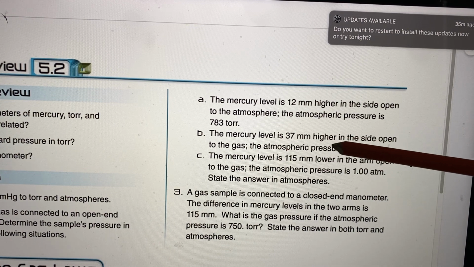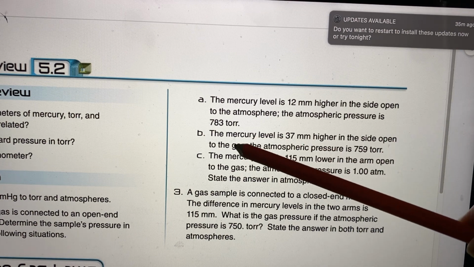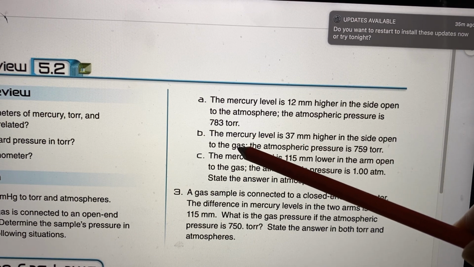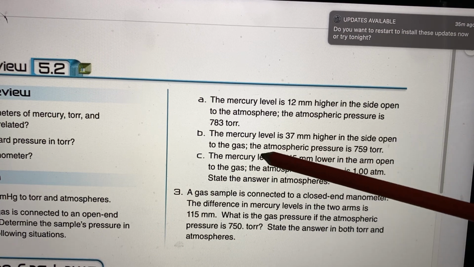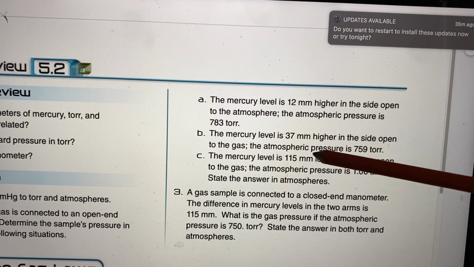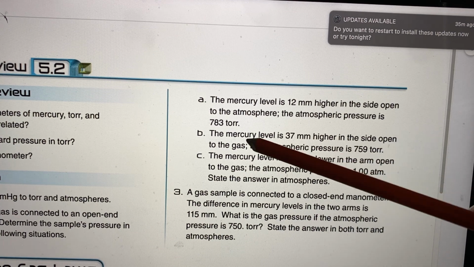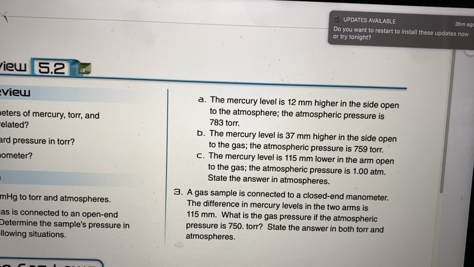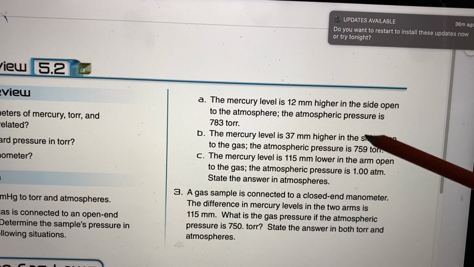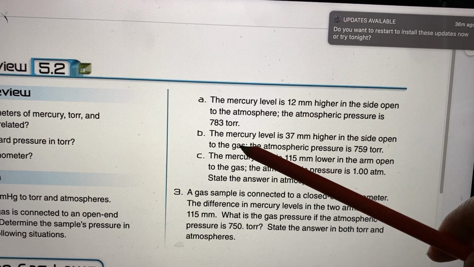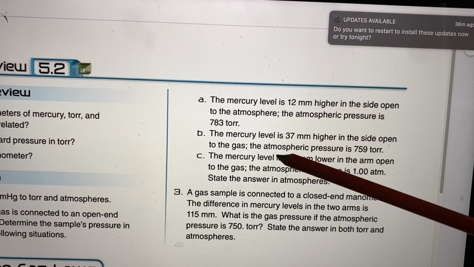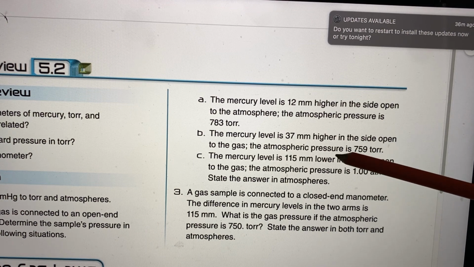The mercury level is 37 millimeters higher in the side open to the gas. So that means it's going to be lower in the atmosphere side. It's open to the gas, not the atmosphere. So the atmosphere pressure is 759, and you're going to subtract that 37, and you get 722, because you subtract. The difference is that the first is higher on the side of the atmosphere, and this is higher on the side of the gas, which means it's lower in the atmosphere. So you subtract that 37.